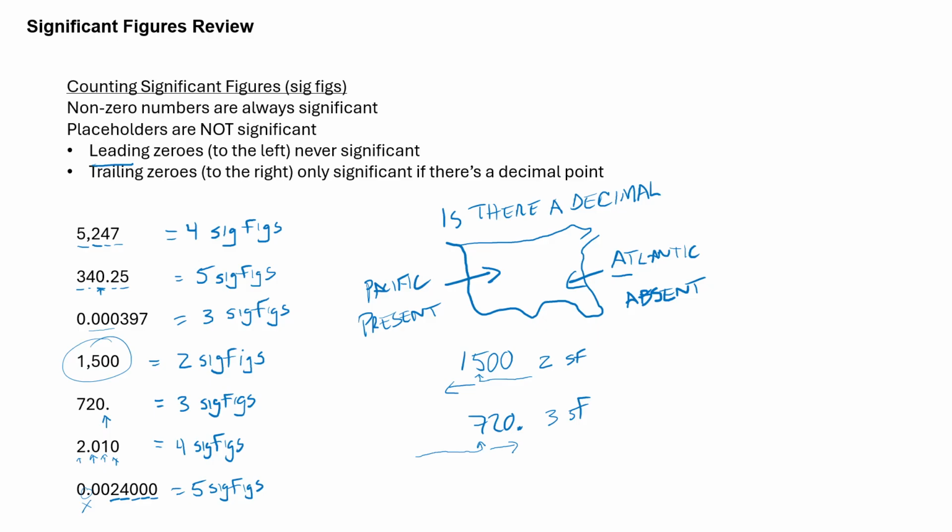What if I had 0.0024000? So let's write that one. 0.0024000. Is the decimal absent or present? Well, it's present. It's right there. So I'm going to start from the Pacific side of the number and go in until I hit a non-zero number. There it is. So that one is significant, and so are all the rest in that direction. So that's 1, 2, 3, 4, 5. That is 5 sig figs. So if that's useful, great. If it's not, throw it away, but I just always thought that was kind of fun.